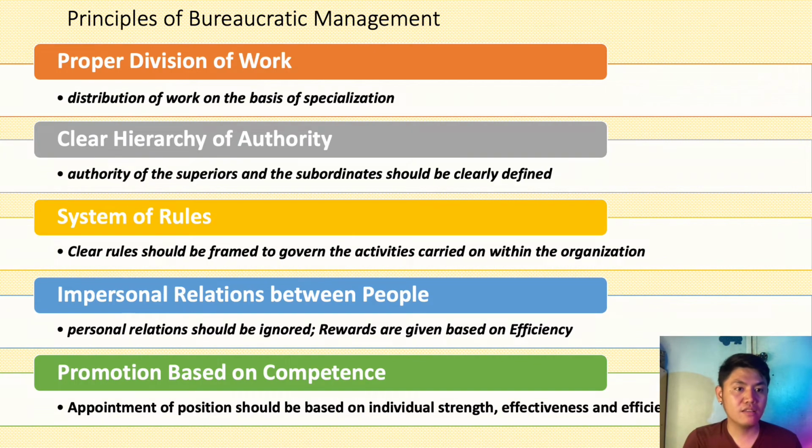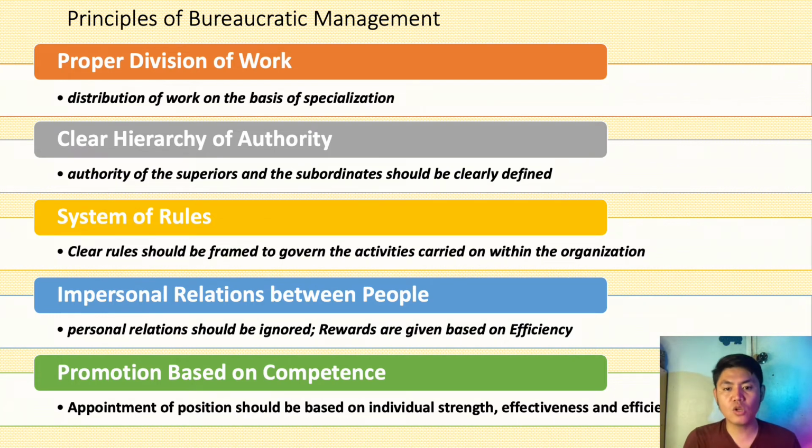Weber also forwarded different principles of bureaucratic management, and that includes proper division of work. In proper division of work, it means distribution of work is on the basis of specialization, and it means that an individual should be allotted the work in which he or she specializes. Aside from that, there should be clear hierarchy of authority in bureaucratic management. The authority of the superior and the subordinate should be clearly defined and demarcated, and every employee is responsible for the decisions taken by him and his subordinates.